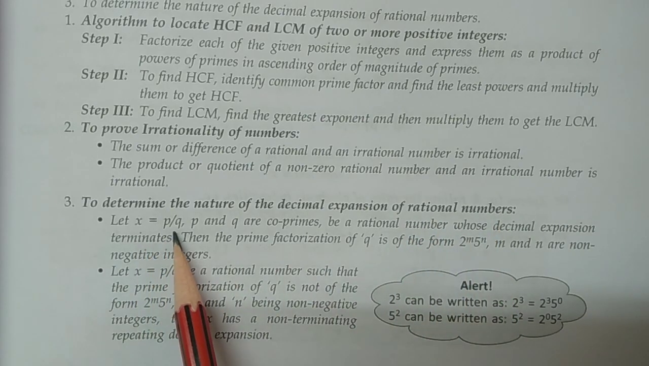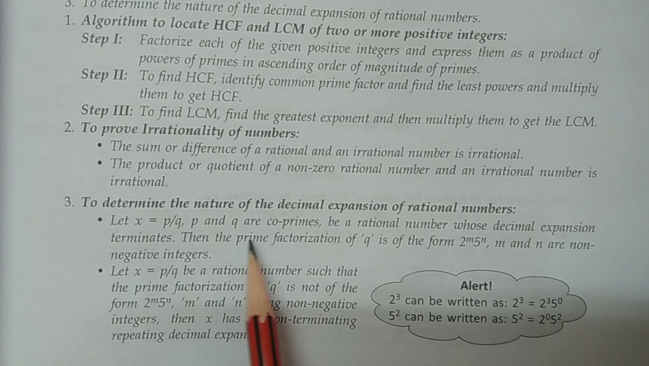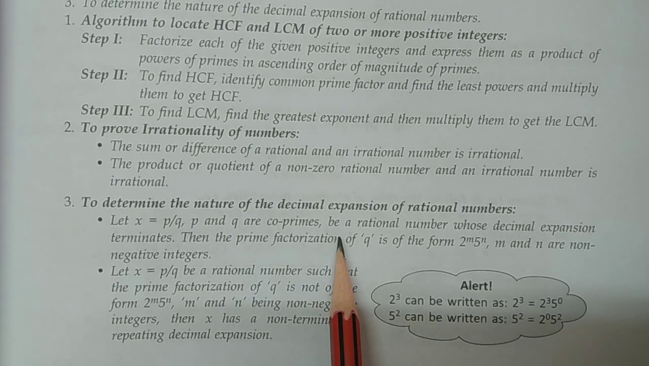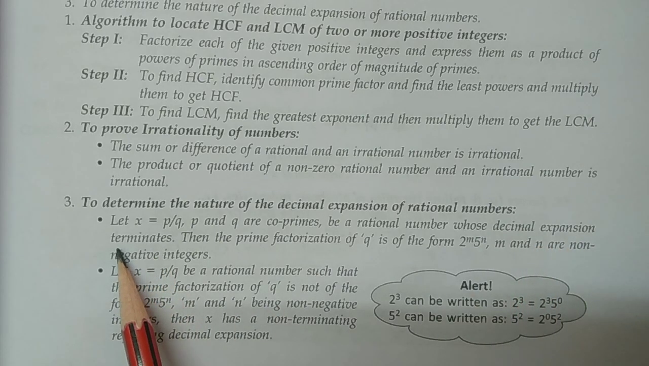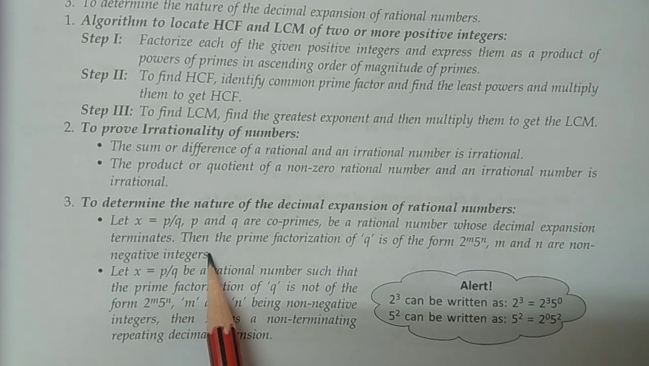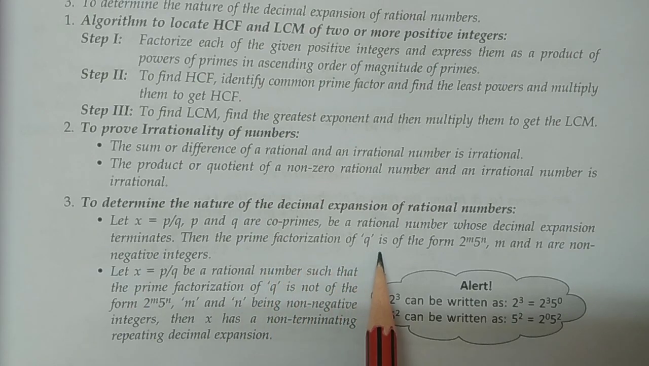Now the third one is to determine the nature of the decimal expansion of rational numbers. Let x equal p by q, where p and q are co-primes. For rational numbers whose decimal expansion terminates, getting? So its expansion is terminating, then the prime factorization of q is of the form 2^m and 5^n, where m and n are non-negative integers. Getting?